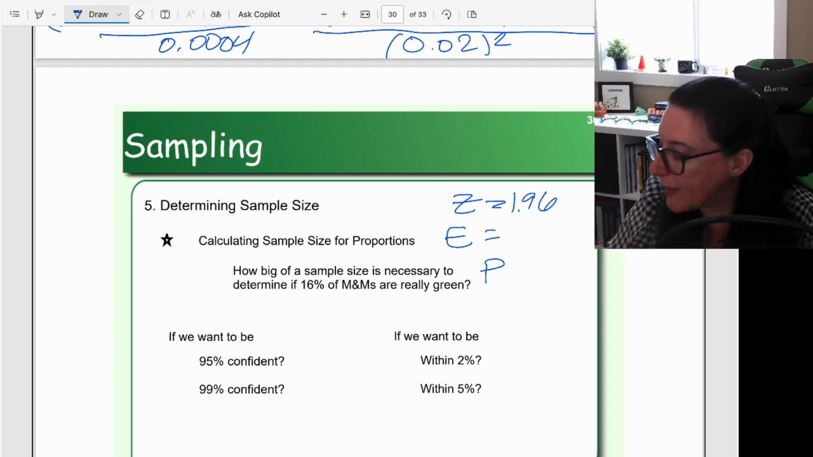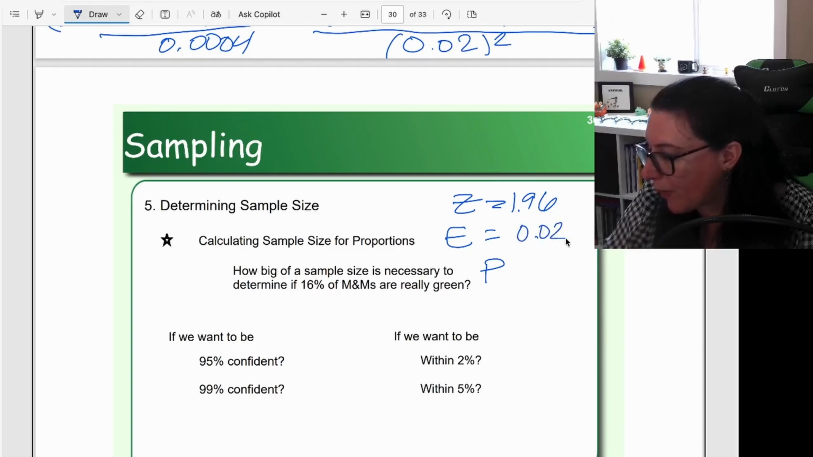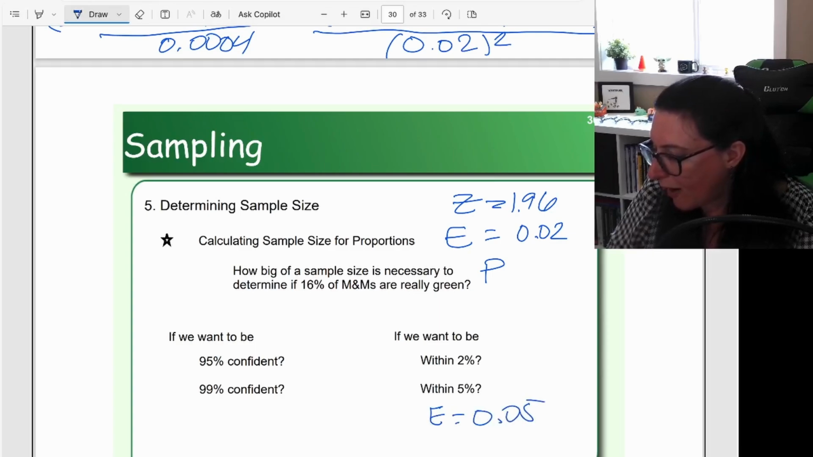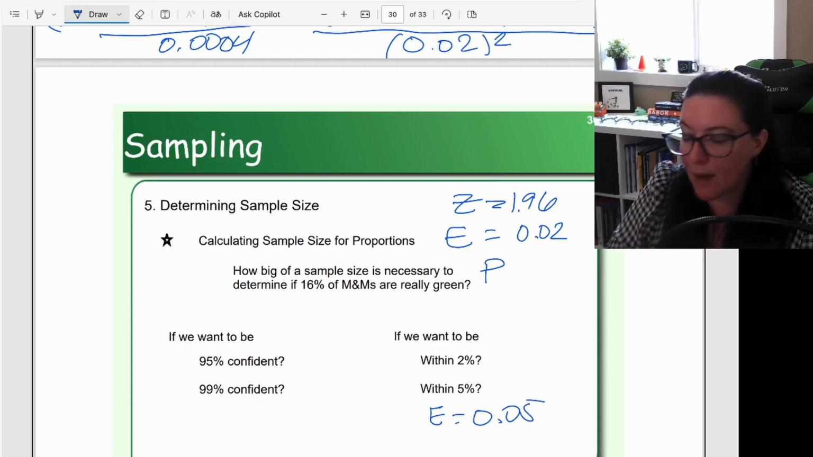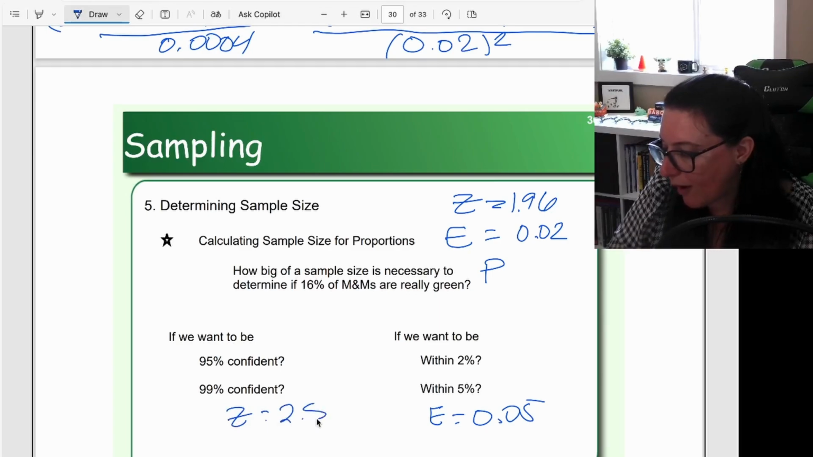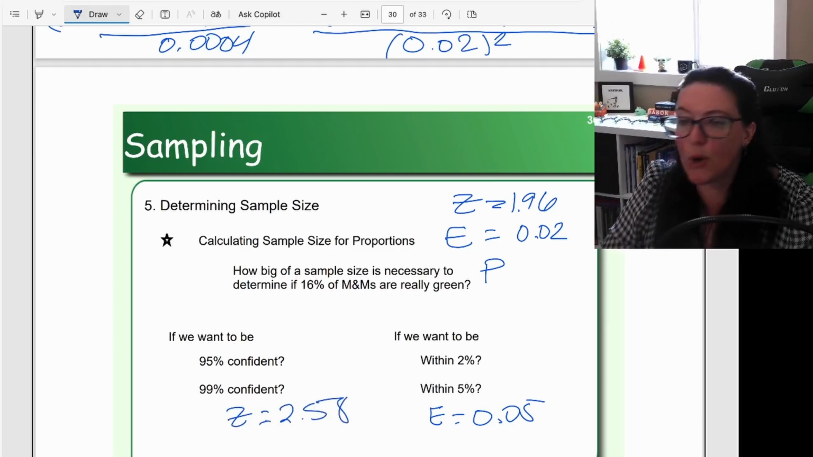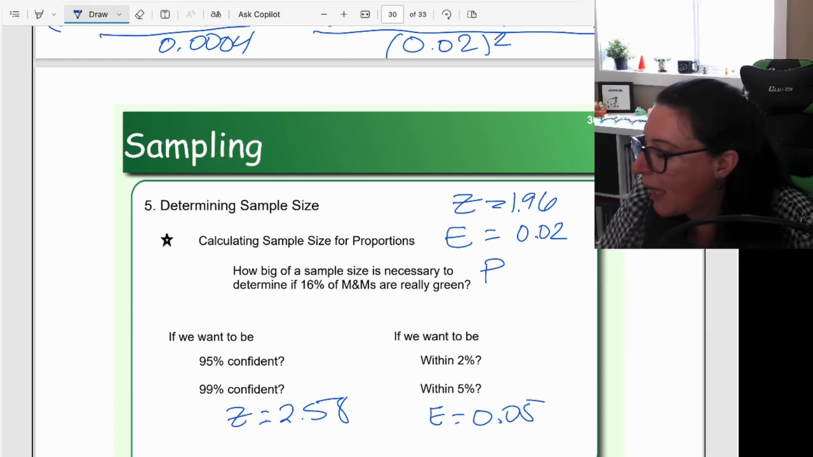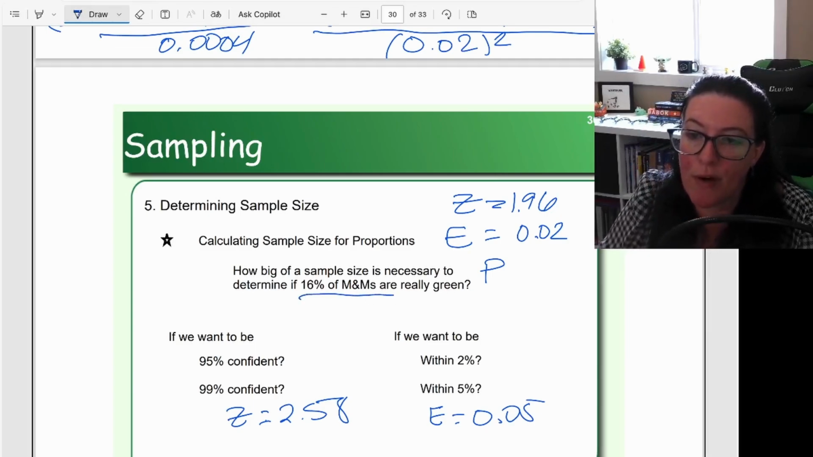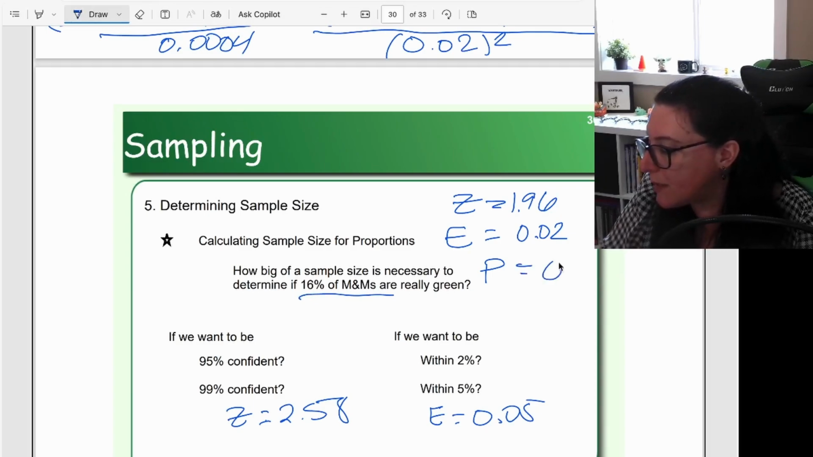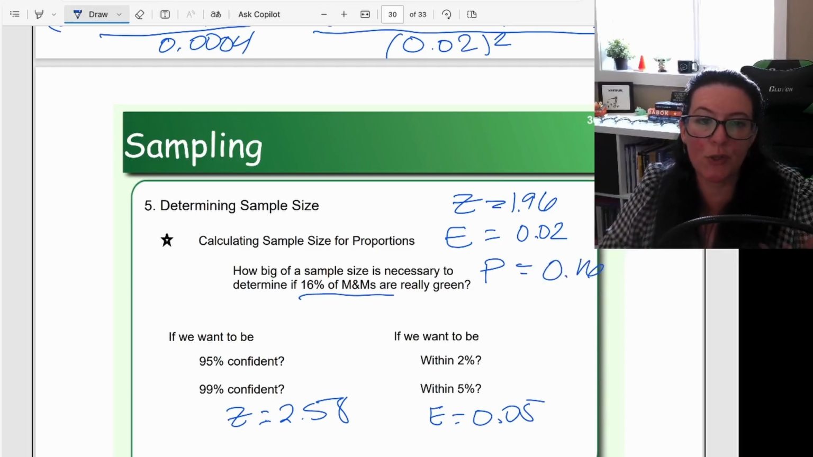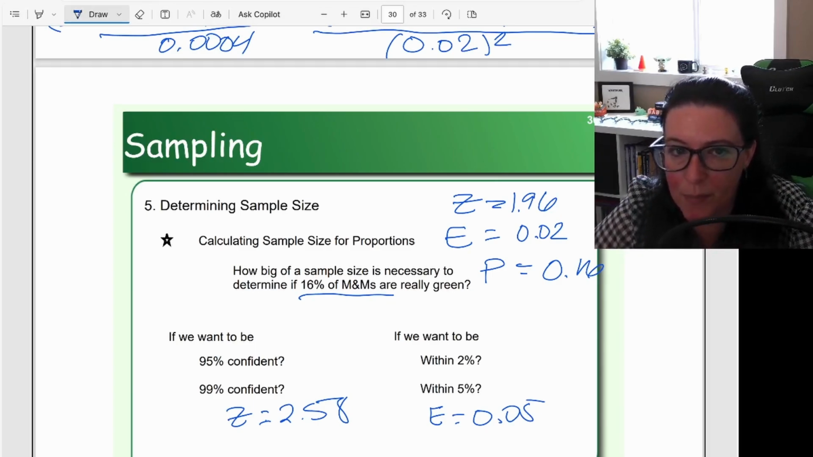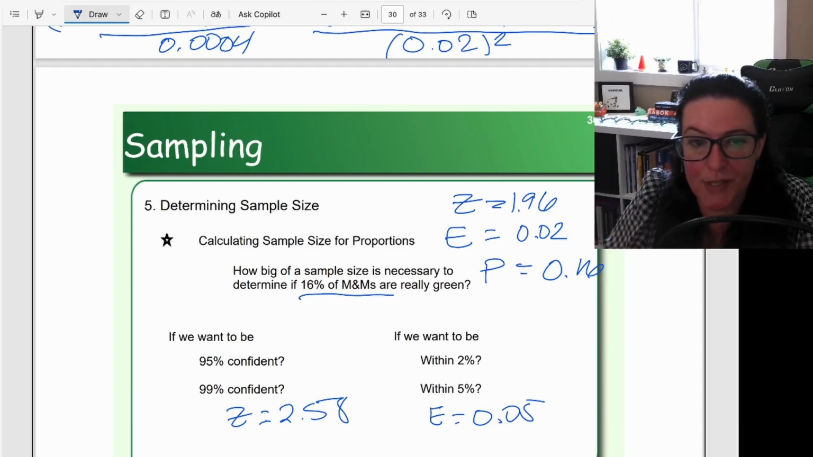How far off are we willing to be? Well, if we're willing to be off by 2%, then that would be 0.02. If we're only willing to be off by 5%, then that's 0.05. If we have to be 99% confident, then that Z is 2.58. So depending on level of confidence, depending on amount of error, we could do the calculation. And we have historical information from M&M that says that it should be 16%. So you could do this calculation. And so take a moment and try these. So try 95% confidence and 2%.